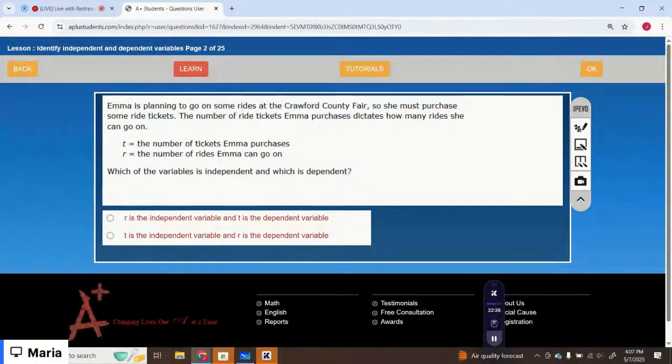Emma is planning to go on rides at the Crawford Country Fair. So she must purchase some ride tickets. The number of ride tickets she purchases dictates how many rides she can go on. T equals the number of tickets Emma purchases and R equals the number of rides Emma can go on. Which of the variables is independent and which is dependent? The rides are dependent on the tickets. T is the independent variable and R is the dependent variable.